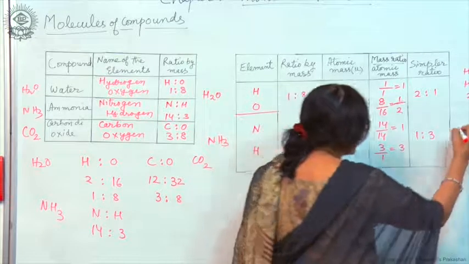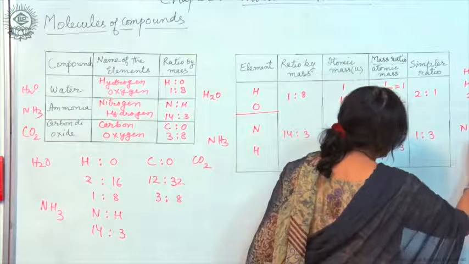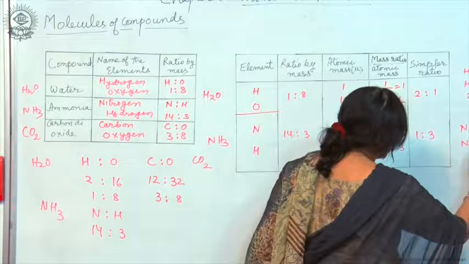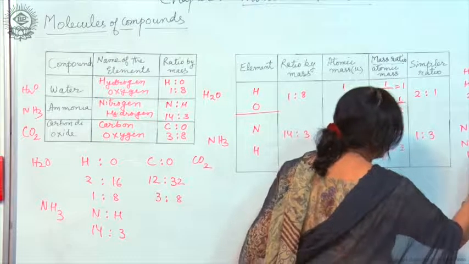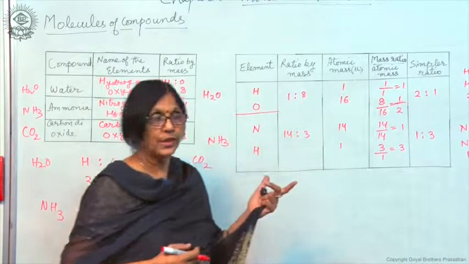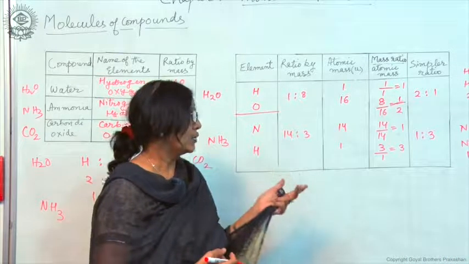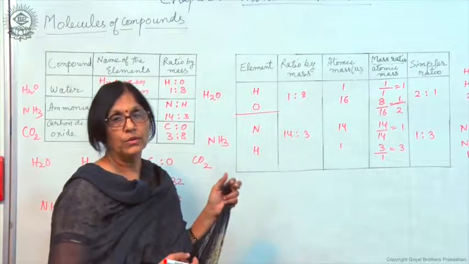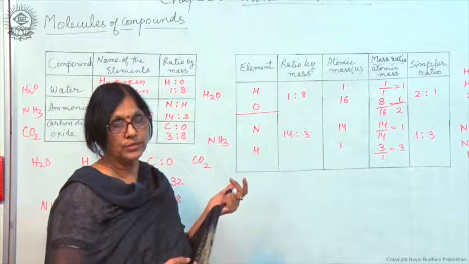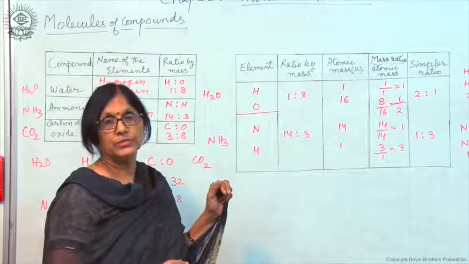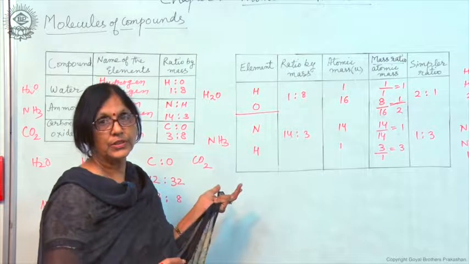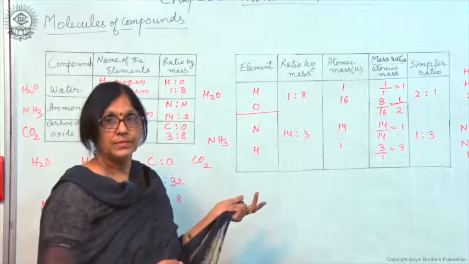So, in ammonia the ratio of nitrogen to hydrogen is equal to 1 is to 3. So, 1 nitrogen atom and 3 hydrogen atoms are present in 1 molecule of ammonia. You can practice by taking some more examples like carbon dioxide, etc.